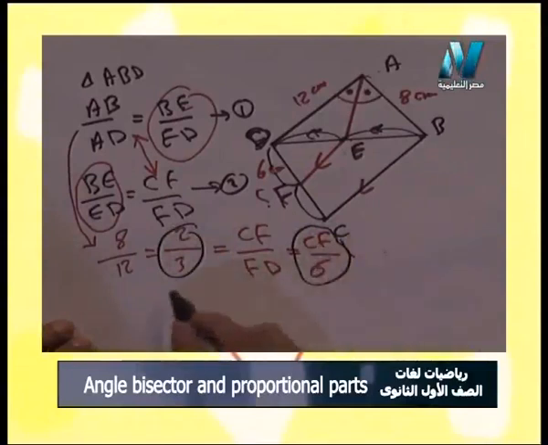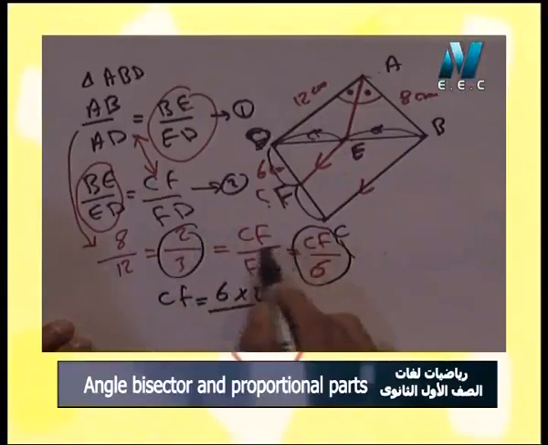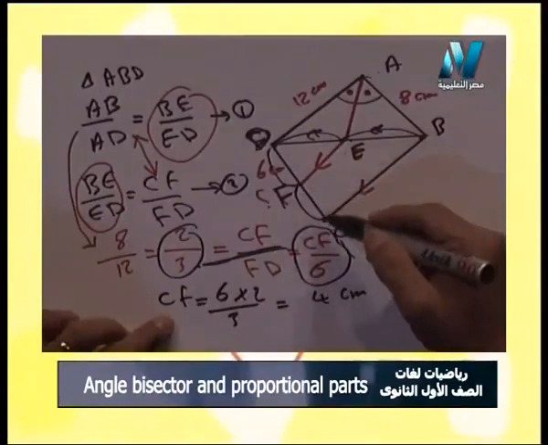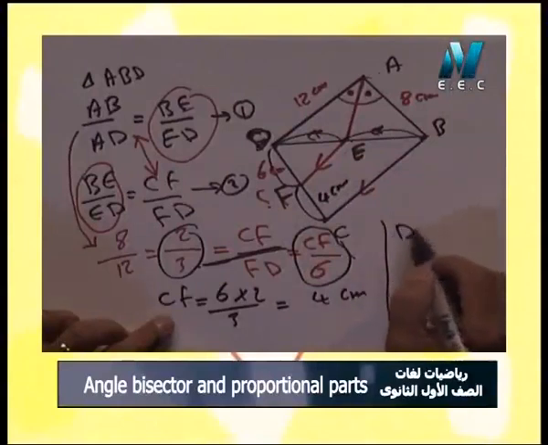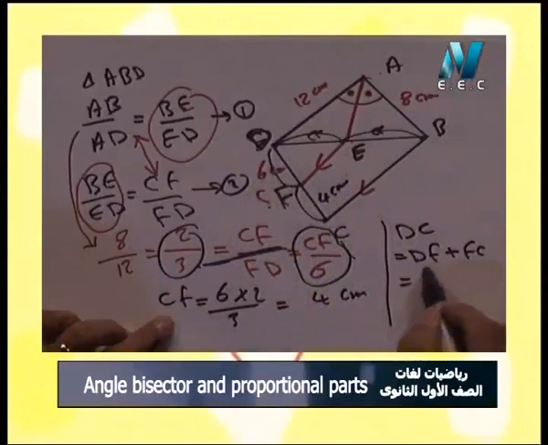The length of CF equals 6 times 2 over 3, as you learned before from the properties of proportion. So 6 divided by 3 equals 2, 2 multiplied by 2 equals 4 centimeters. So CF now equals 4 centimeters, and we can easily find the length of DC, which equals DF plus FC. DC equals 6 plus 4, so it equals 10 centimeters.